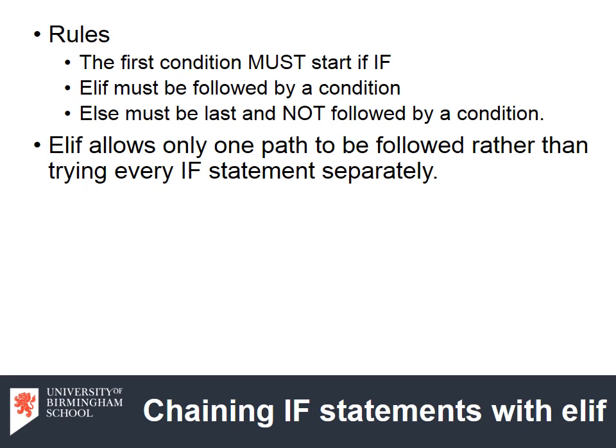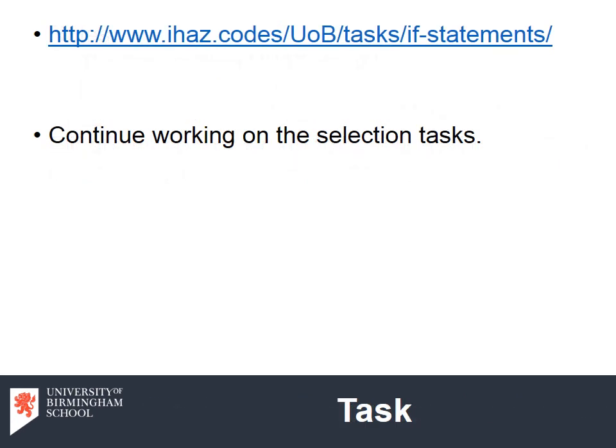Now, if I want to chain together lots of if statements, I must always start with the word if. Okay, you must always start with that. Then every condition afterwards must have elif, and then if I wanted to, I could have else at the end, and else basically means if all else fails, run this. Okay, so this is effectively my false. If all the elifs so far are false, then run this code. So elif allows only one path to be followed rather than having to try every single if statement separately. So again, go back to the if statements and have another go. You should be able to access all of the tasks in there by now.